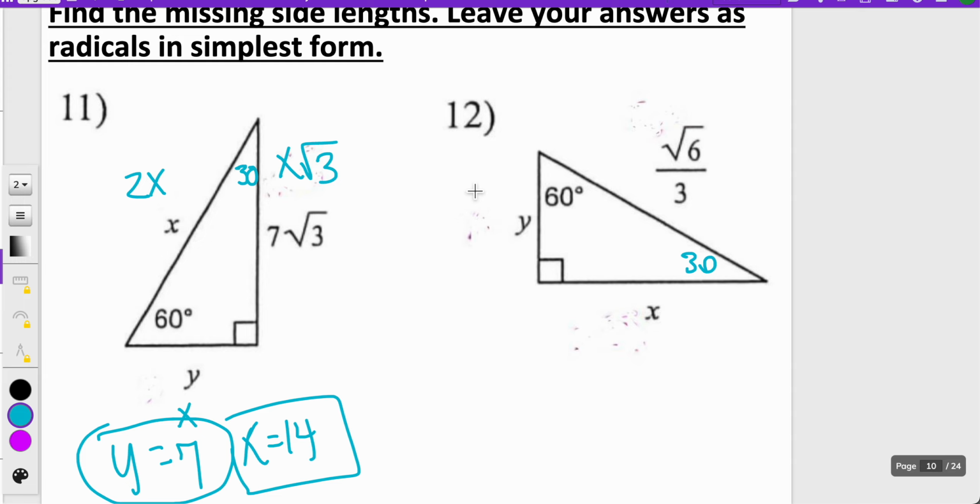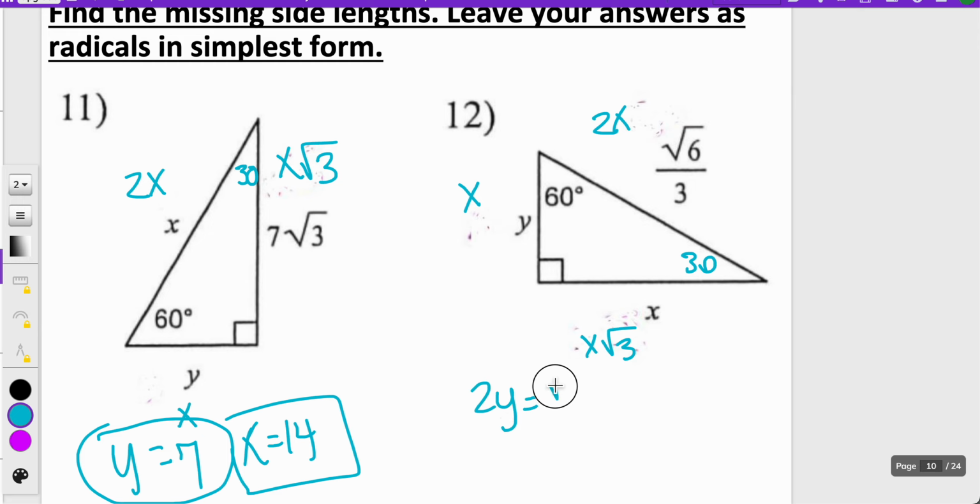My shorter side is just an x. My longer side is x square root 3. And then my hypotenuse is 2 times the leg. For this one, my 2 times x, which would be 2y, will be equal to 6 square root 3.